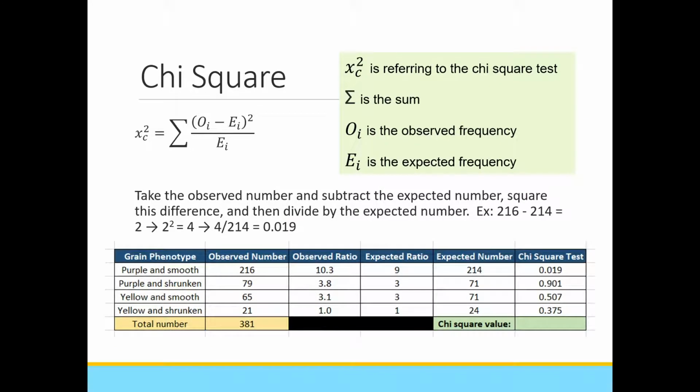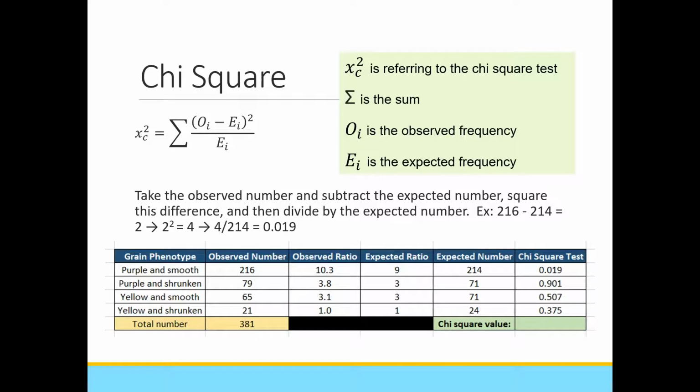So now we need to do the chi-square test. And we have a formula for the chi-square. It looks a bit complex, but you're basically just subtracting the expected number from the observed number, squaring it, and then dividing it by the expected number.